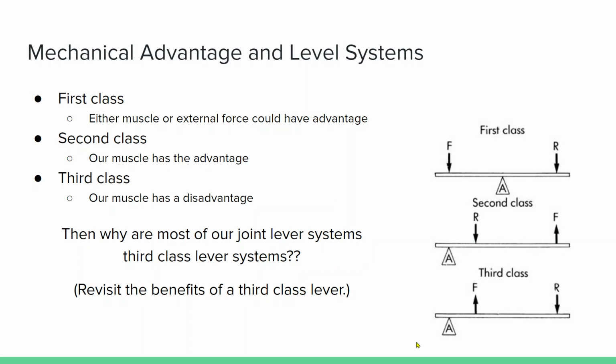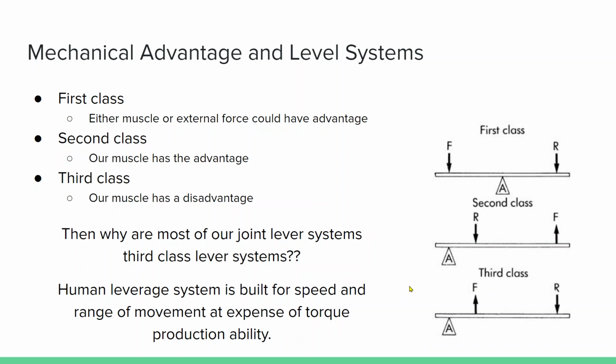So then we ask, why are we built like this? Why are most of our joint lever systems third class lever systems? Well, the human leverage system is built for speed and range of motion at the expense of torque production. So that means we're not the strongest, and we're not necessarily the fastest, but we're pretty strong and pretty fast.